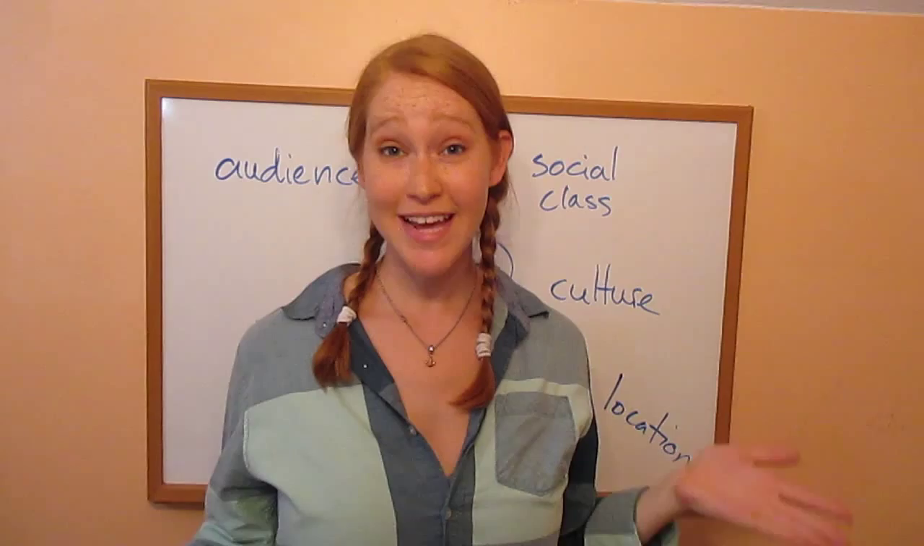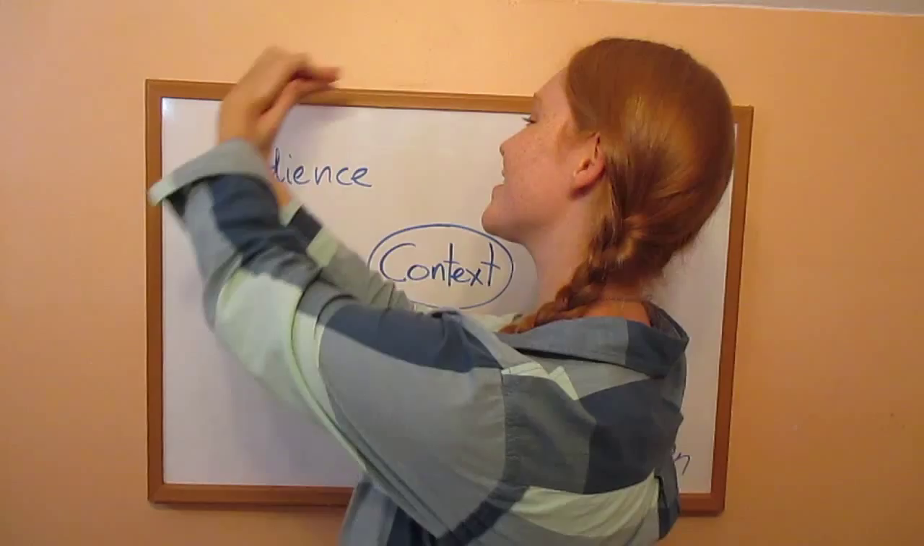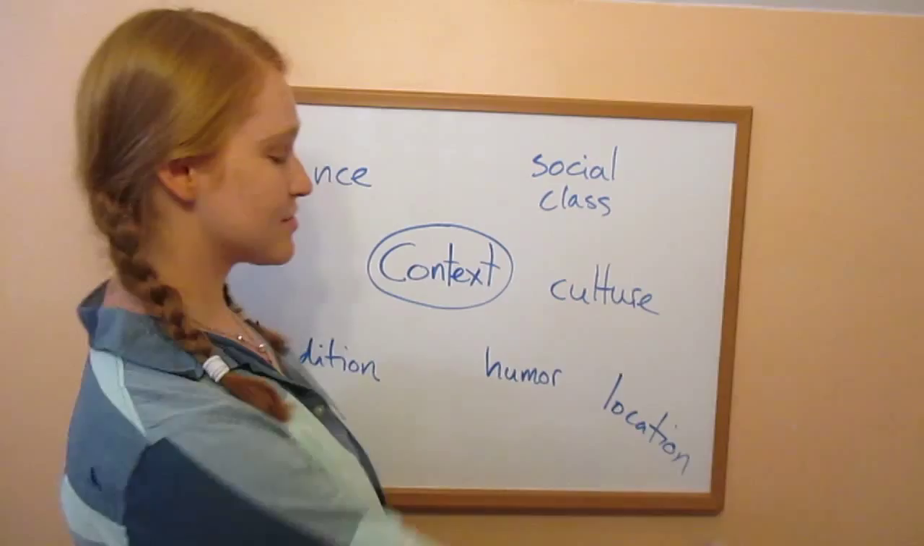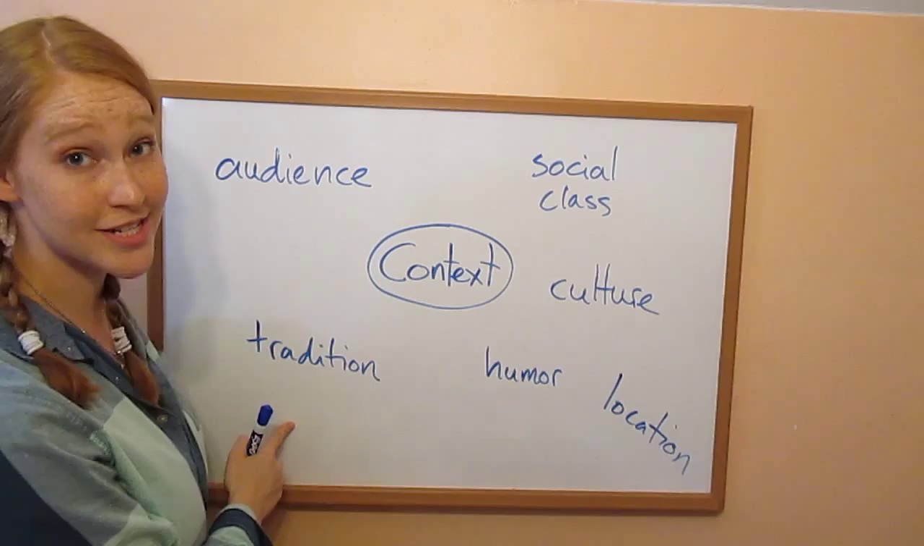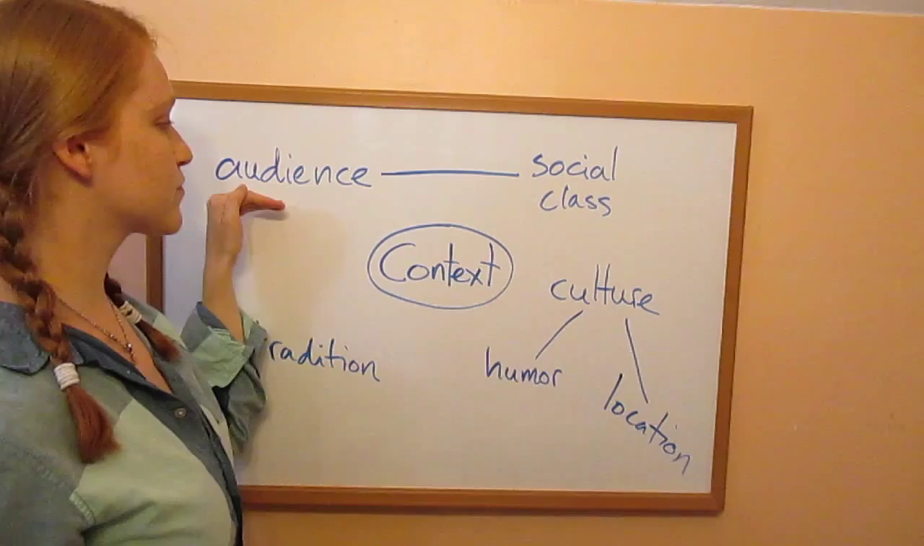All right, so the next step is to sort these lovely ideas. We're going to make some subpoints of others, and some of them will have transition arrows that lead you right along the story to the other part of the story. That's what we're going to do. So looking at these ideas, I wrote down audience, social class, culture, humor, location, and tradition. So I'm going to draw some lines between the ones that I feel could be in the same category. So I categorized social class with audience, and culture I connected to humor and location.